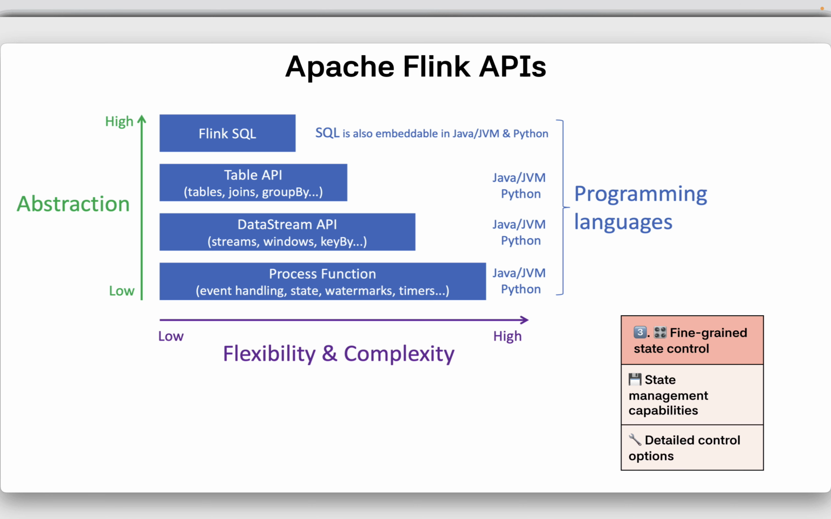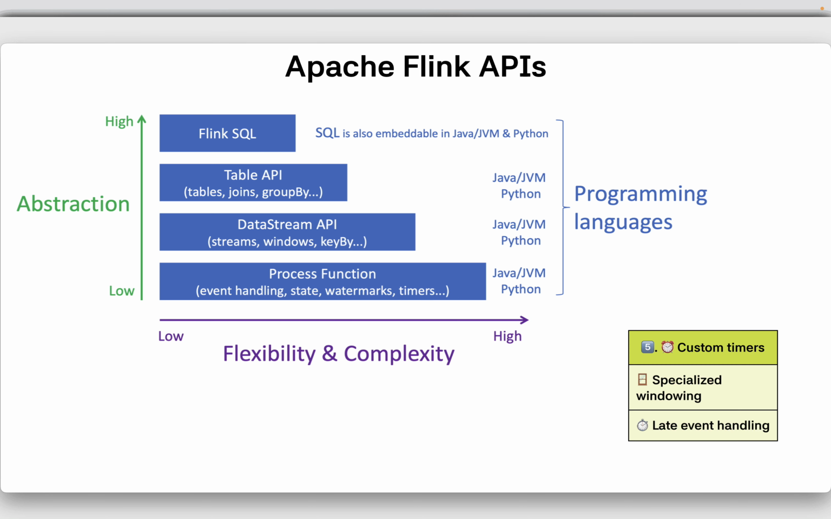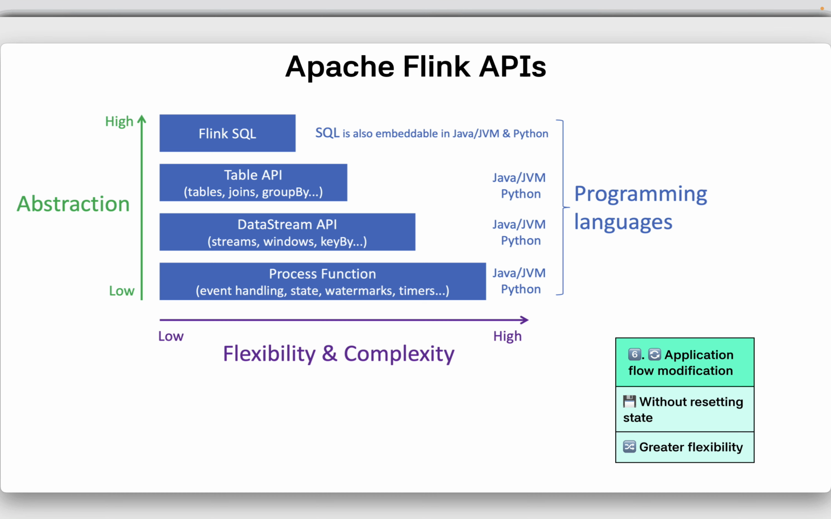Consider using the Data Stream API when you need fine-grained control over the state management. The Data Stream API is recommended for asynchronously calling external databases or endpoints, such as for inference operations. Use Data Stream API when custom timers are needed for implementing specialized windowing or handling late events. Data Stream API allows modification of application flow without resetting the state, providing greater flexibility.